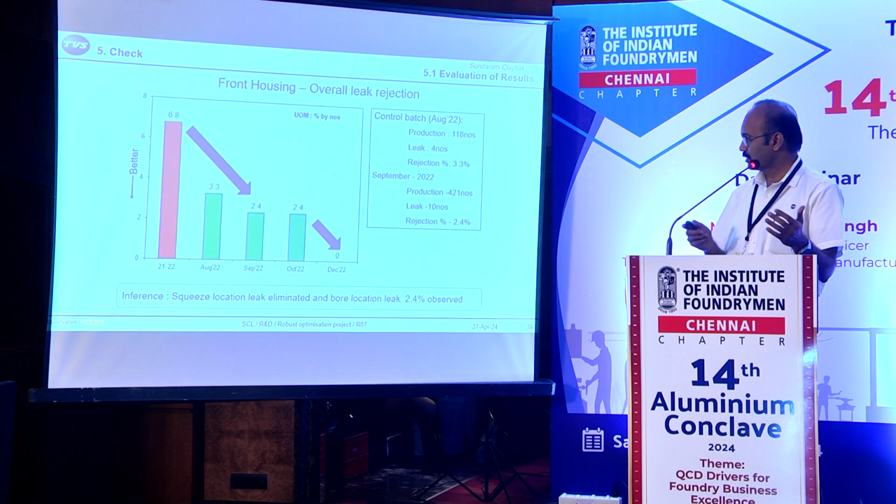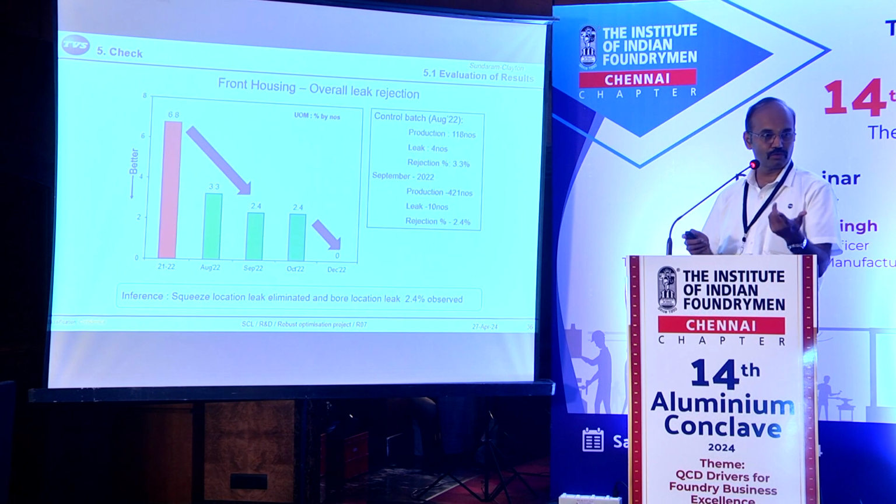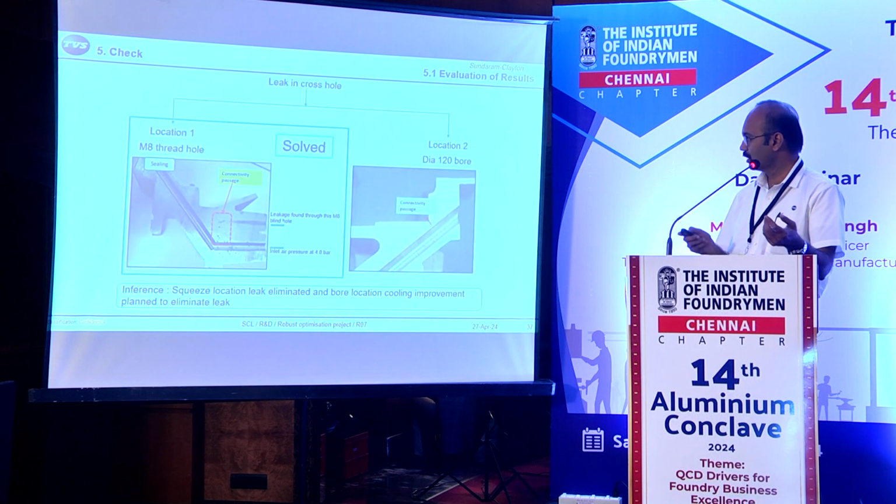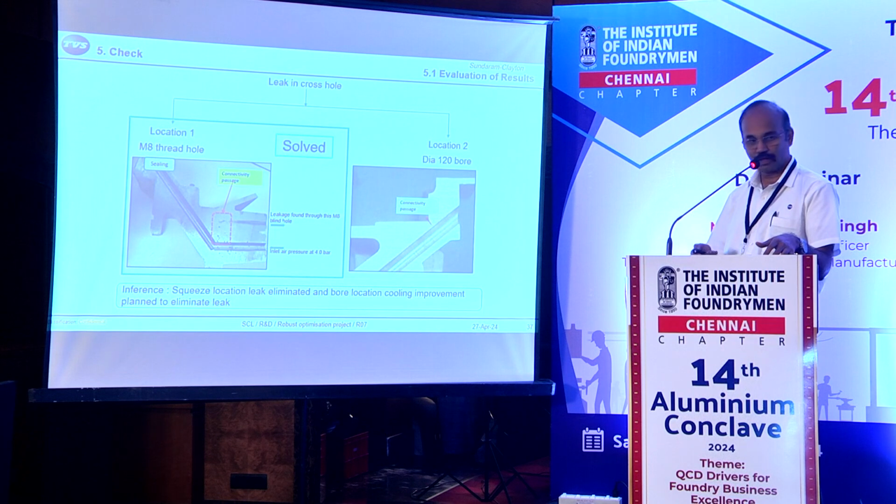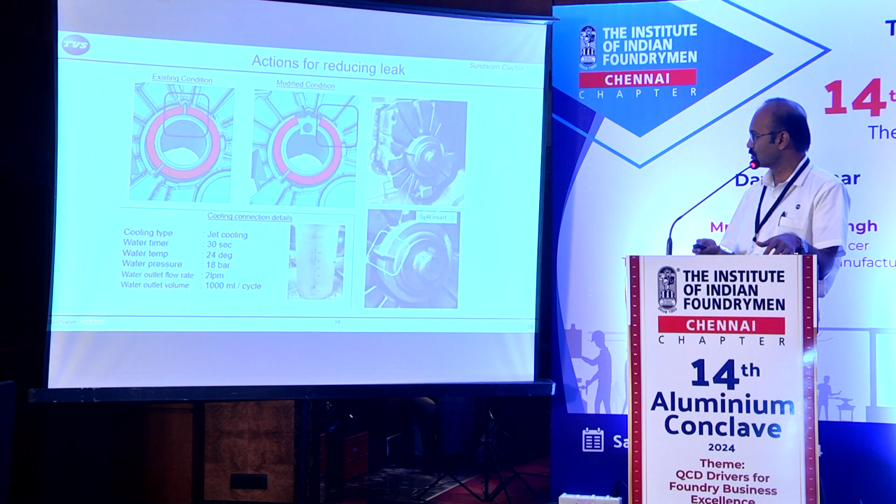But the overall leak rejection is still there, because there is also a leak from another location. So one location is solved by this design of experiments using the Taguchi method, whereas there is still another connectivity passage between these 2 holes, this machined hole and this machined bore. For this we improved internal cooling in the die, and then the leak rejection at this location is also eliminated, for which we provided jet cooling.